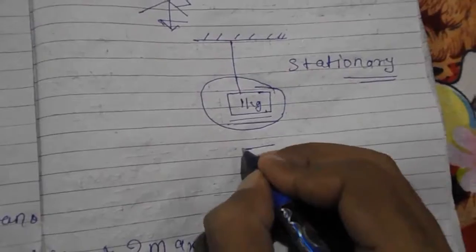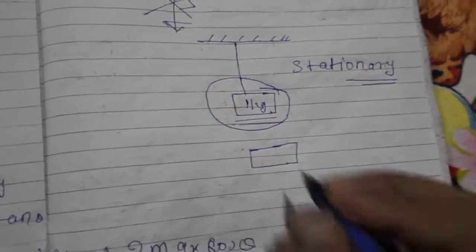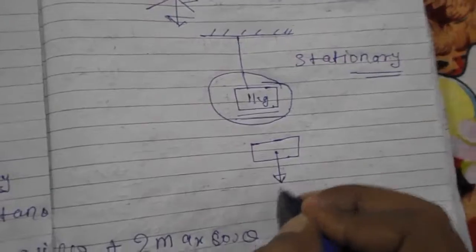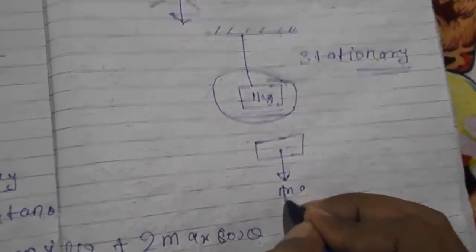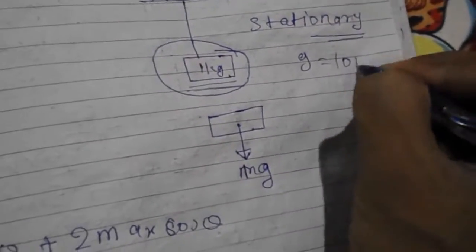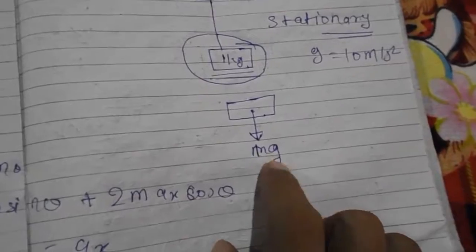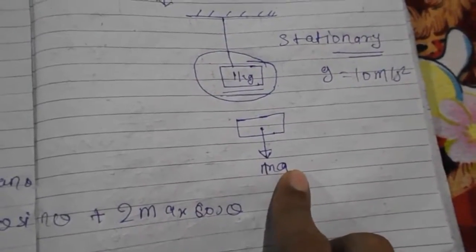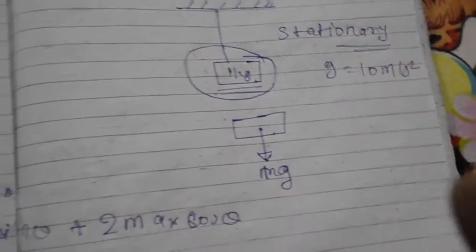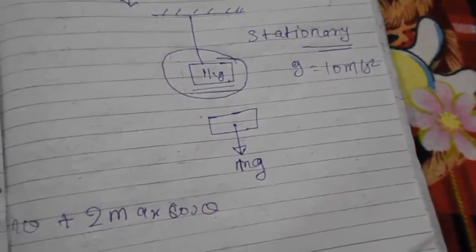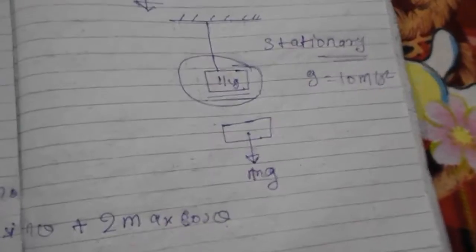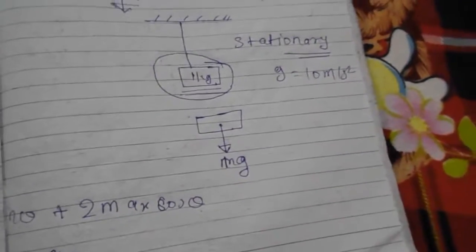Now in the second step I draw the free body diagram. There is only one force, mg, which I know. Here take g equal to 10 meter per second square, so this is g Newton. There is only one force here, but if I say this is in equilibrium, how would its acceleration be 0?